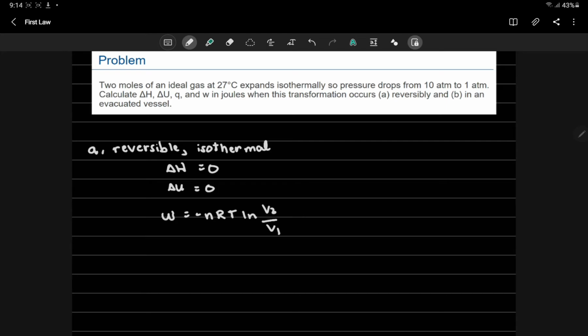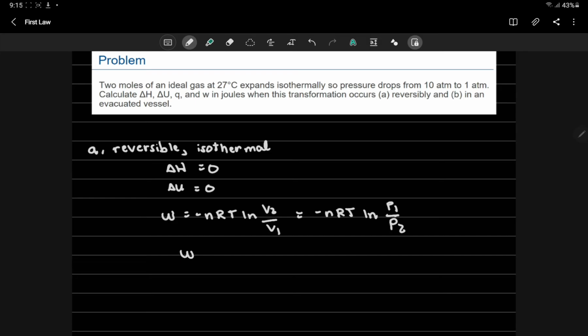Paano yan? Wala tayong V2, wala rin tayong V1. Well, you can calculate using the ideal gas equation. Pero ang mas magandang gamitin is you just have to use the pressure. So, yung minus nRT ln V2 over V1, pwedeng maging negative nRT ln of, because of Boyle's law, may inverse relationship si volume and pressure. Pwede mo gamitin si pressure dito, pero P1 over P2 na siya.